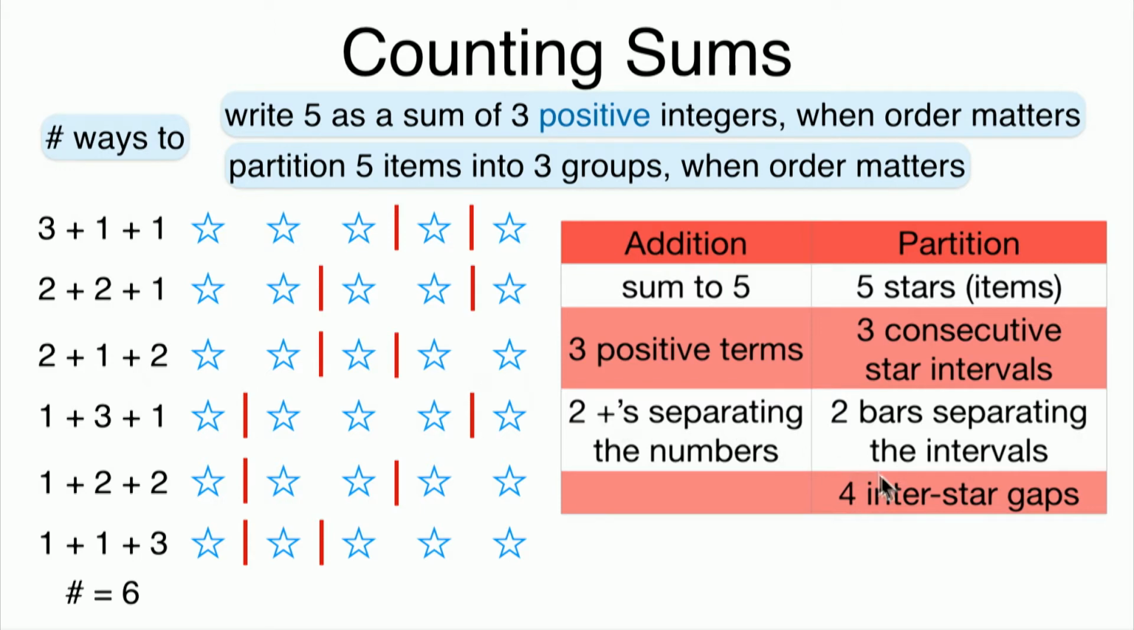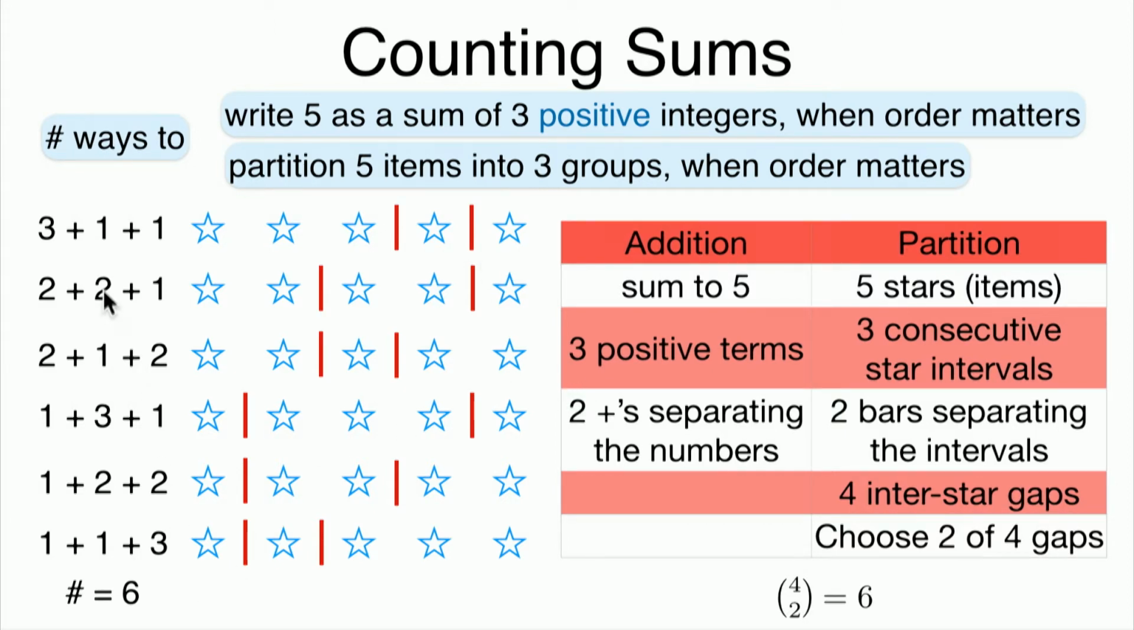So in those 4 gaps between the stars, we need to put the 2 bars that we have. So we need to choose 2 of the 4 gaps to put the bars in. And so the number of ways to partition this is just the number of ways to choose two gaps out of the 4 that we have. And that's just 4 choose 2, which, as we know, is 6.